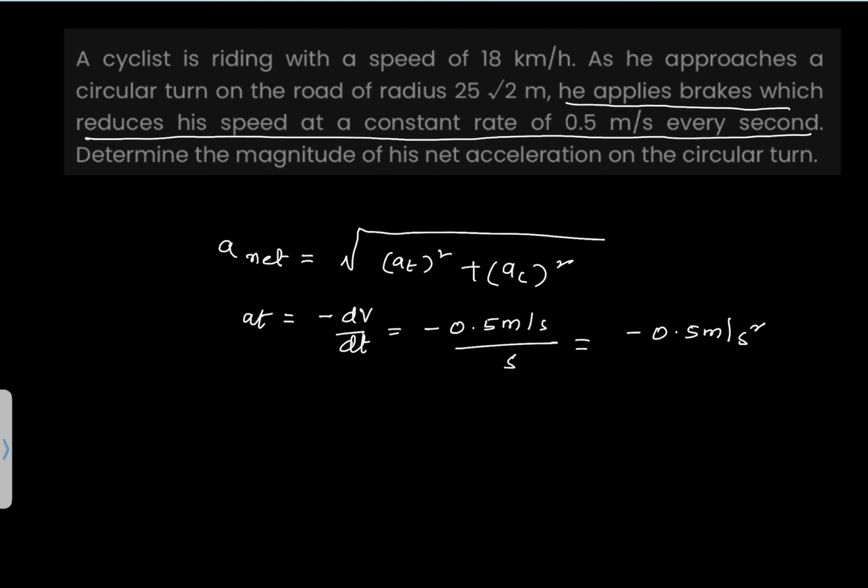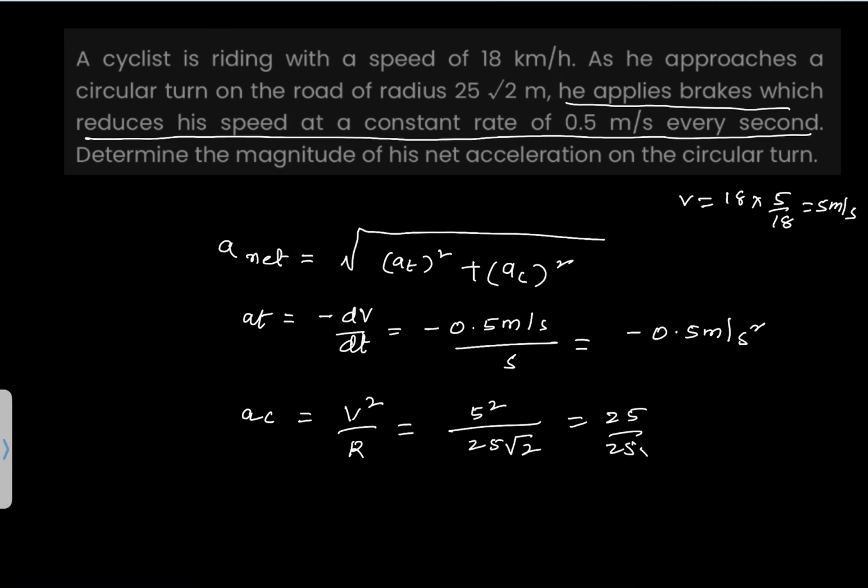Let me talk about centripetal acceleration. Formula is v square by r. For v, he has given kilometer per hour. First of all, let me convert: v equal to 18 kmph. I have to convert into meter per second by multiplying by 5 by 18. It will be 5 meter per second. So it will become 5 square divided by radius 25 root 2. So 25 by 25 root 2. Finally, I'm getting 1 by root 2 meter per second square.